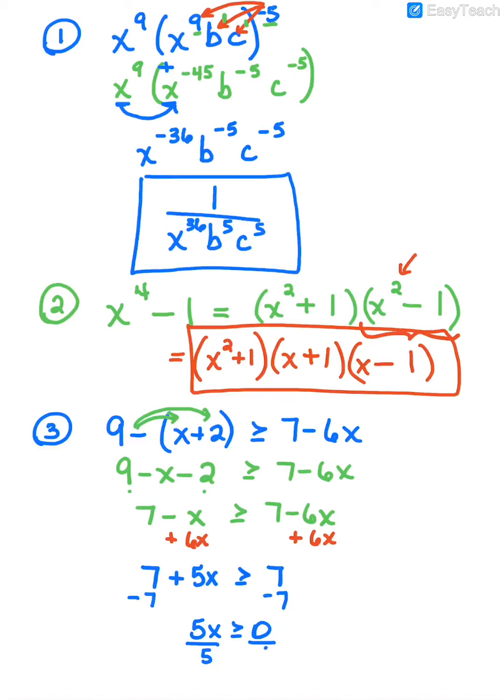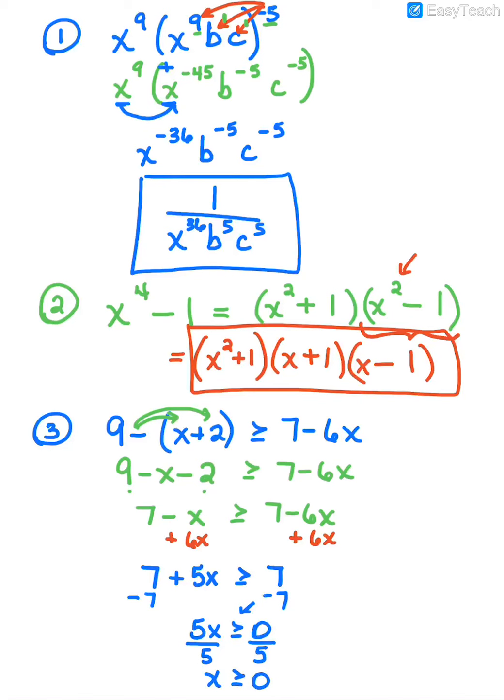Now remember right there, if you had to divide by a negative, you do have to remember to flip your symbol. In this case, we're not dividing by a negative, we divided by a positive, so we don't have to flip, but that's just a little thing to remember in case they give you one that does. So I get x is greater than or equal to 0.